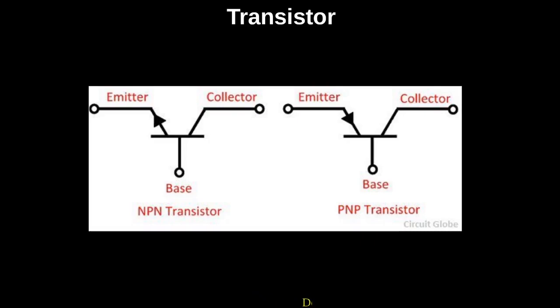The P-type and N-type are the two regions of the diode. In the diode, the hole is the majority charge carrier in the P region, and electrons are the majority charge carriers in the N region. Among the three regions, the base is the smallest region and the collector is the largest region of the transistor.